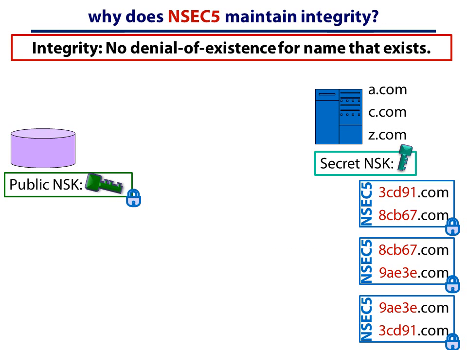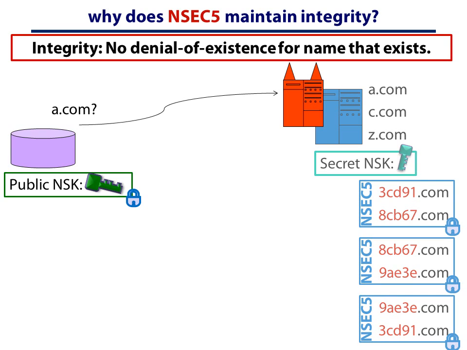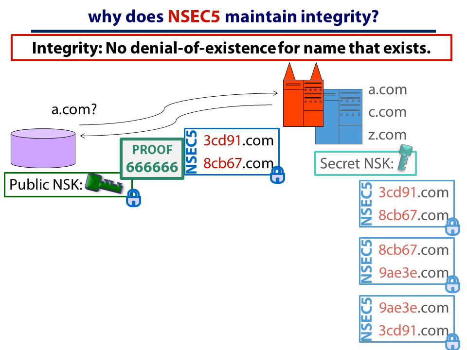Okay, so the next question is, why does NSEC5 maintain integrity? Remember that integrity is the case where we have this adversary who wants to convince us that a name that does exist in the zone, like a.com, actually doesn't exist in the zone. So he's going to try to convince us that a.com doesn't exist. This adversary has the ability to listen on the network, and he can collect, let's say, NSEC5 records and start replaying them. But what he doesn't have is the secret NSEC5 signing key.